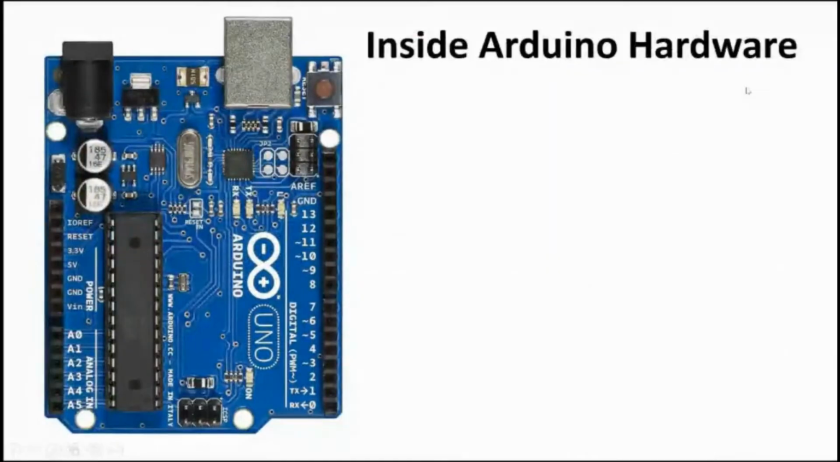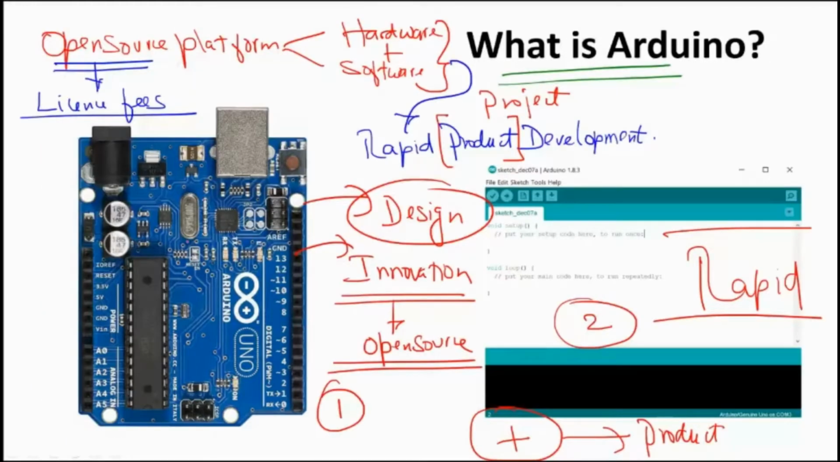The topic of today's discussion is what is inside this Arduino board. There are two components here. One is the hardware component, the other one is the software component. The first one, we will spend some time on understanding what this hardware component is, number one. That's what it is.